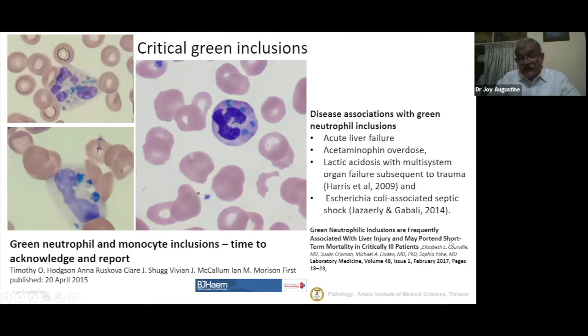With liver injury, this is one of the things which you see in a patient with hepatocellular failure. The presence of these inclusions generally heralds onset of death.